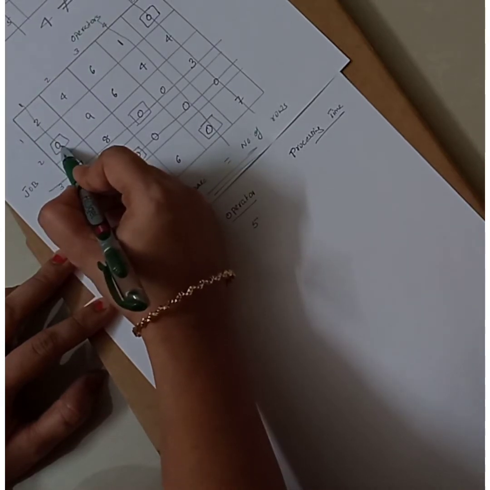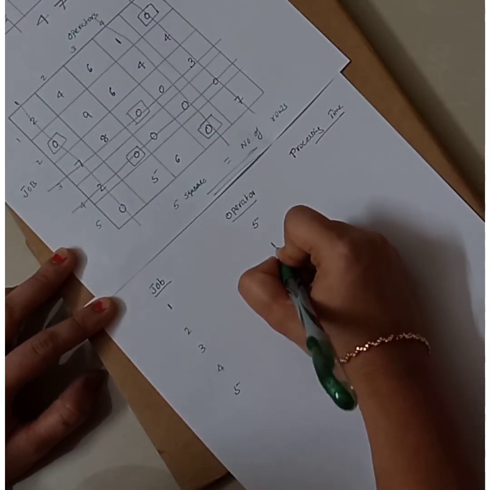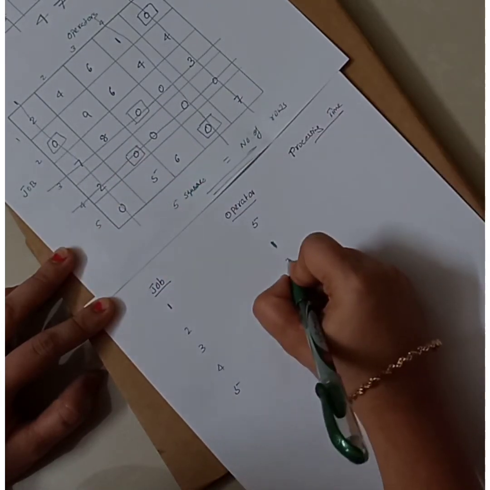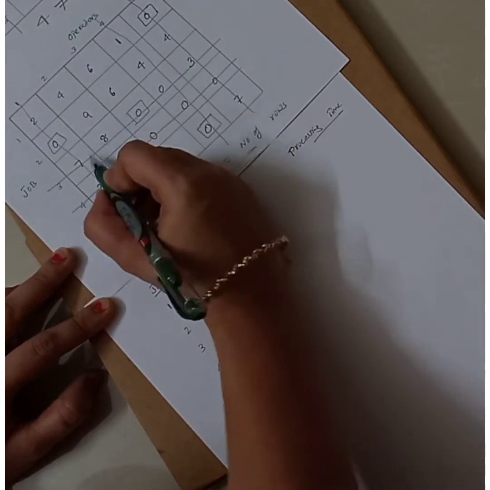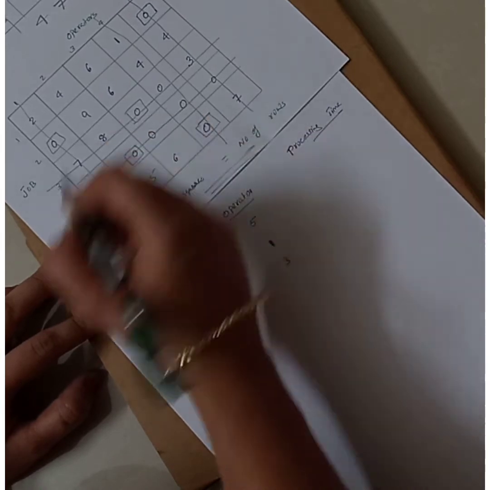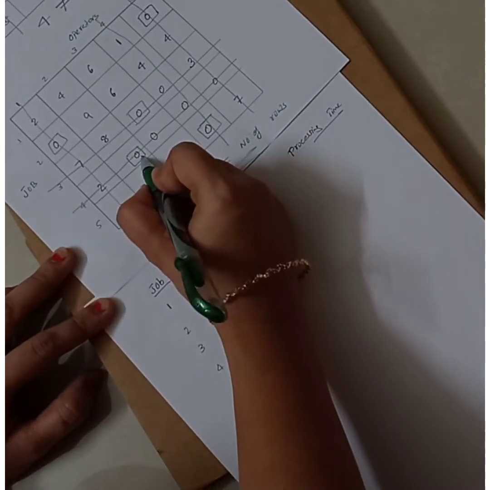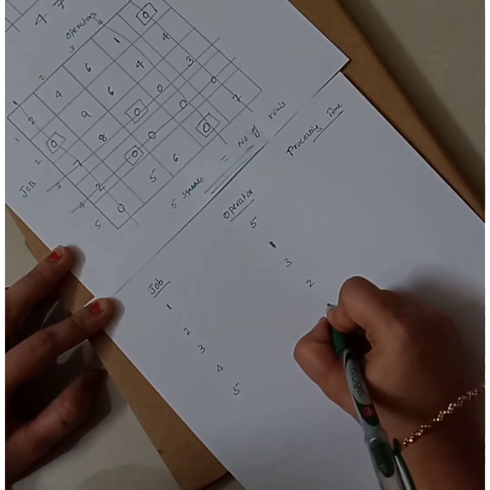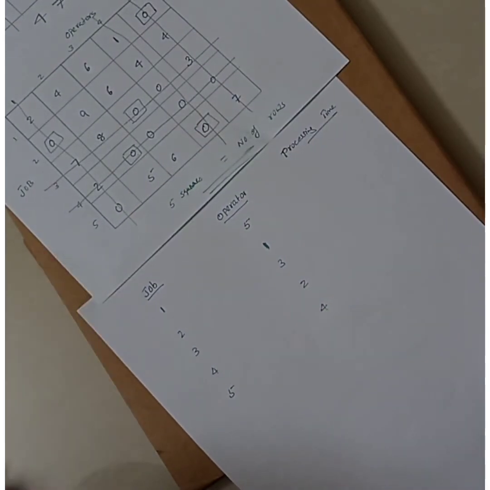For the second job, it is the first operator. For third job, it is the third operator. Wherever this square is coming, that is an allocation. Fine. And then fourth job, we are allocating the second operator. And for fifth job, we are allocating the fourth operator. Fine. Now we are going to calculate what is the processing time.